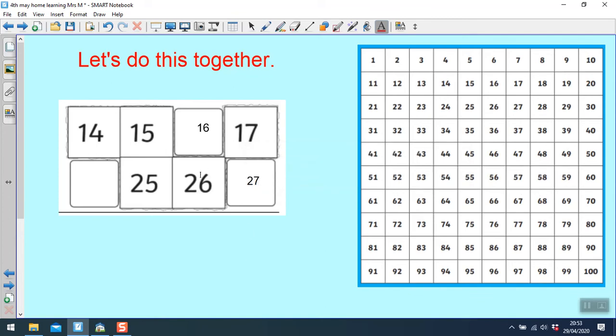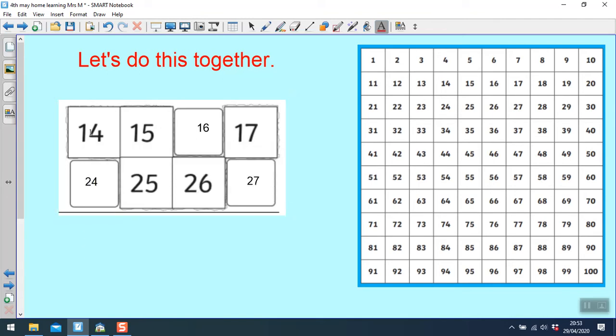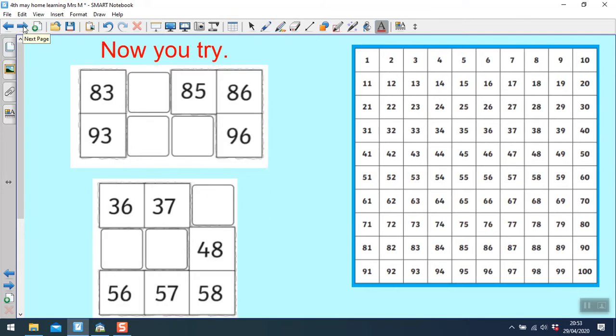As I'm moving to the left, I'm subtracting 1. 27, 26, 25, that's going to be 24. 10 more than 14 is 24. 10 more than 17 is 27. 10 less than 26 is 16. Now you try. Pause the video while you have a go.